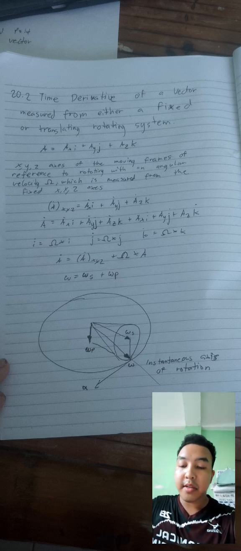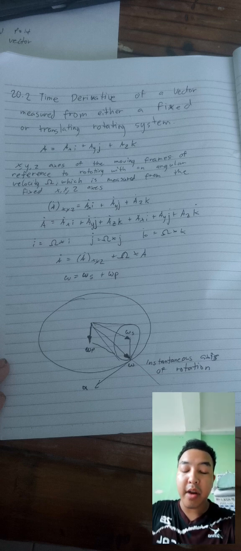Guys, our lesson for today is about the three-dimensional kinematics of rigid bodies. Part 2, time derivative of a vector measured from either a fixed or translating rotating system. So our equation is given here.